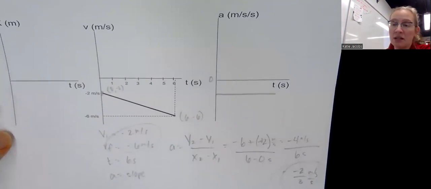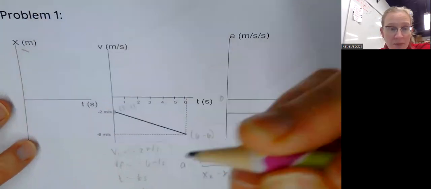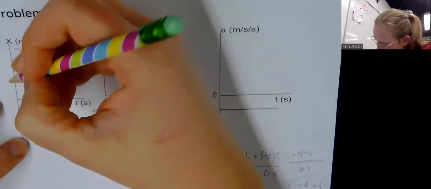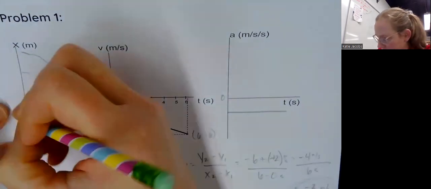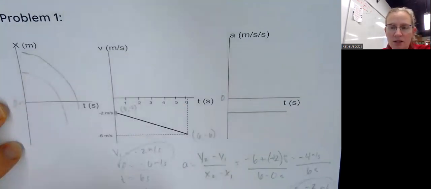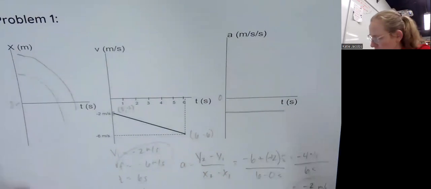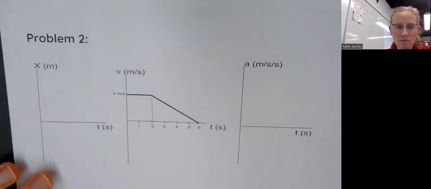Speeding up in the negative direction means getting steeper. So I'm going to start medium steep in the negative direction and get even steeper in the negative direction. Doesn't matter if I cross the x-axis because that's just crossing 0 meters. It doesn't really matter where I start and end as long as the shape of my position graph is correct. Let's do one more problem.